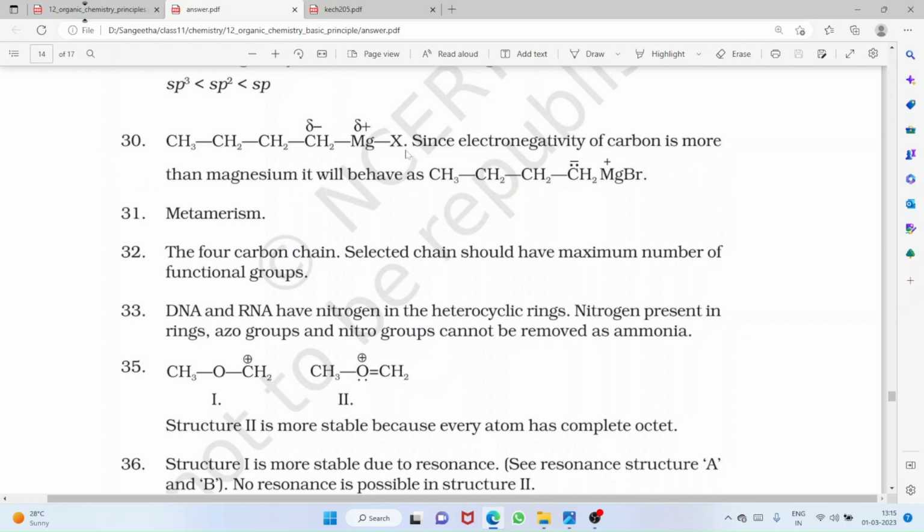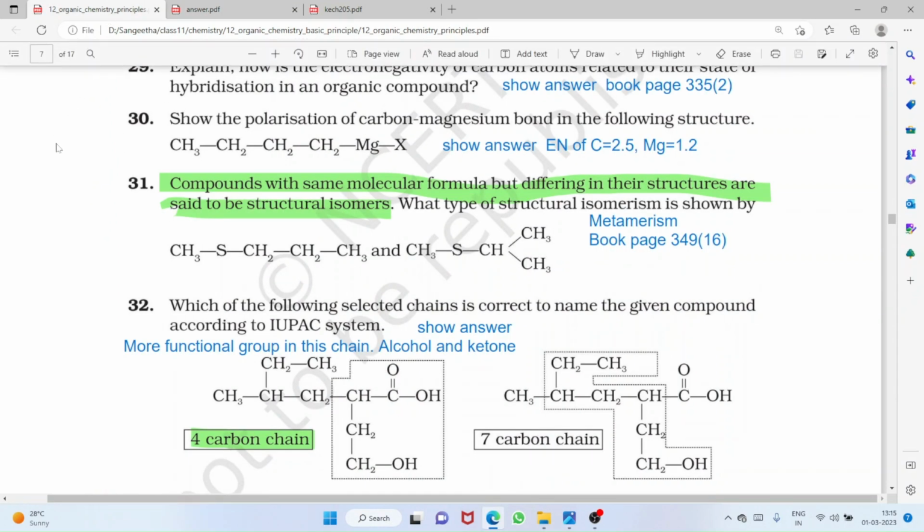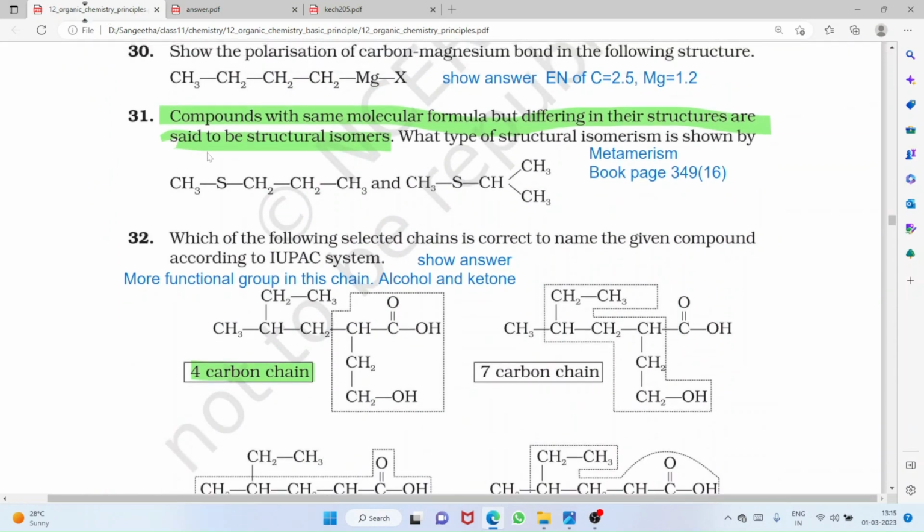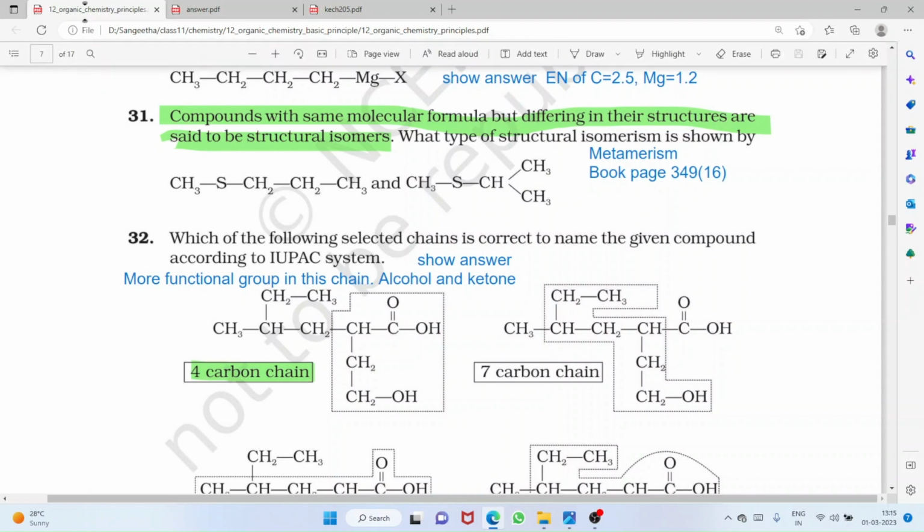X we can substitute for any halogen. Compounds that have the same molecular formula but different structures are called structural isomers. What type of structural isomerism is shown by this? This is metamers, with different alkyl groups on either side of the functional group. I already showed you what a metamer is.